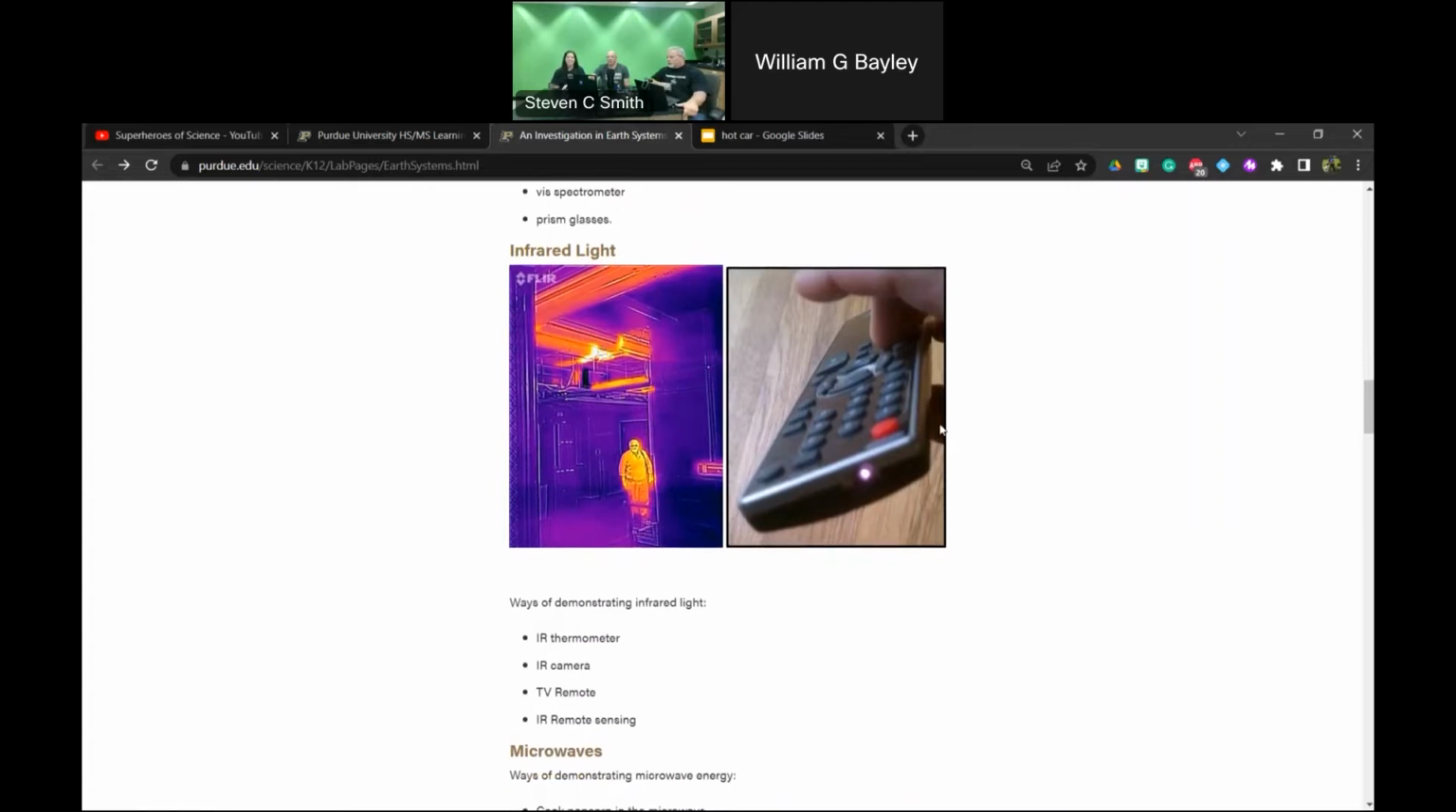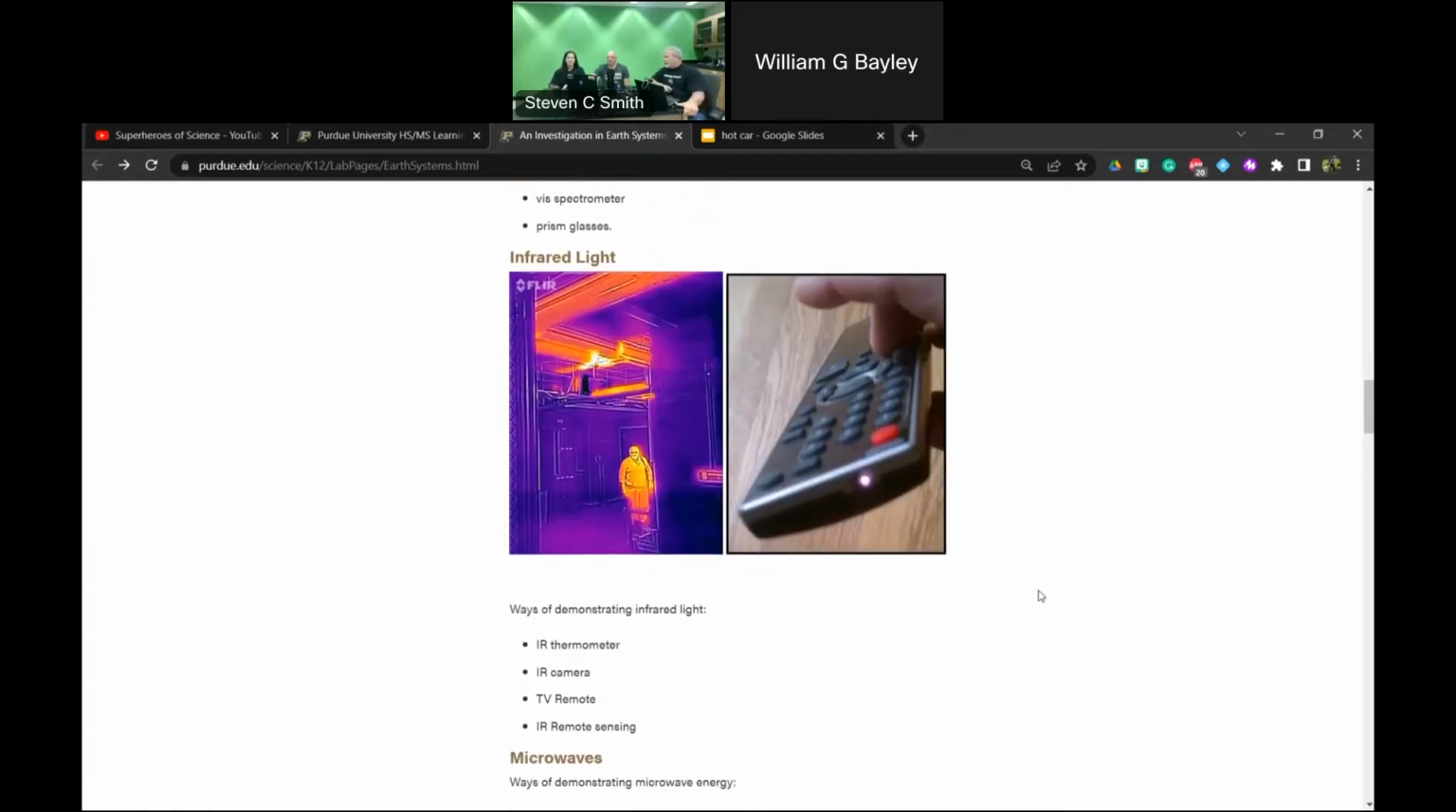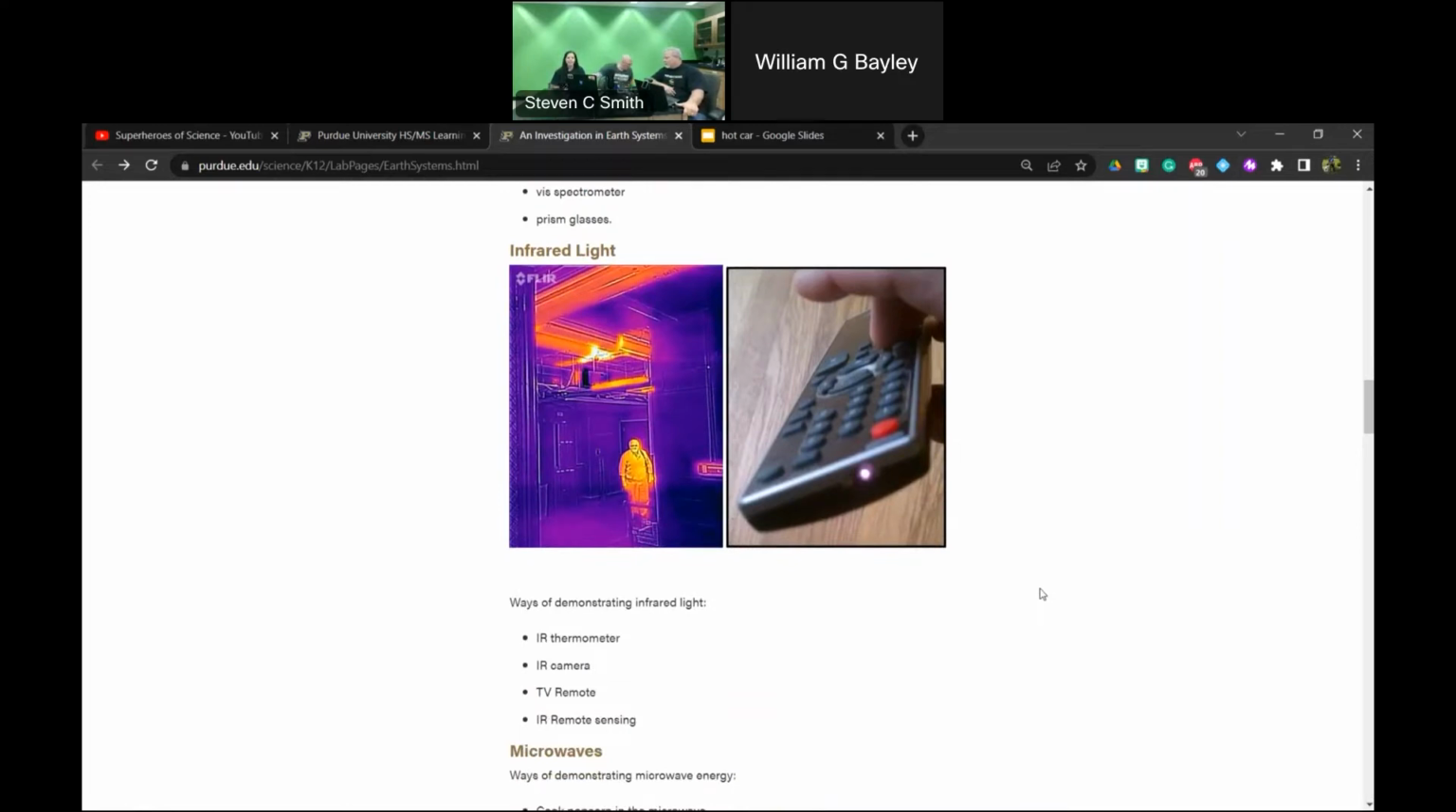So one question was, has anyone found a cheap IR camera? I have not found a cheap IR camera. The answer is no, and they keep going up in price.